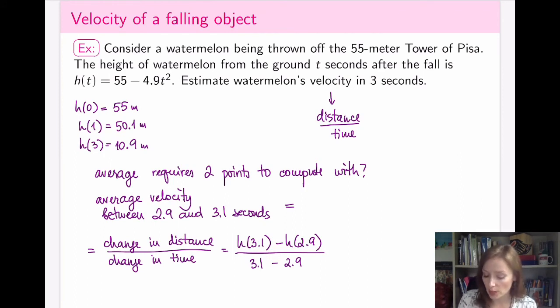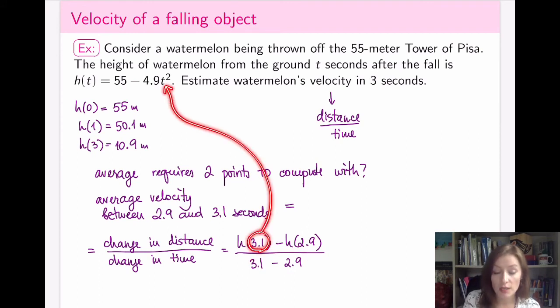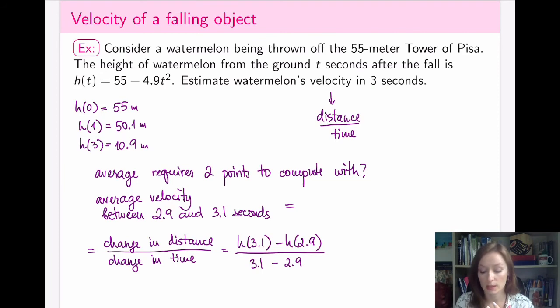Okay? So now, the bottom, of course, is easy to compute. For the top, you're going to need to plug in 3.1 into the height function and get the number out. Same for here. You plug in 2.9 into here, compute with the whole thing, and you will get an actual number. What the overall result should be is approximately minus 29.4. It's not surprising that it's negative because we have our axes pointing up from the ground, but the watermelon is coming down. What are going to be the units?